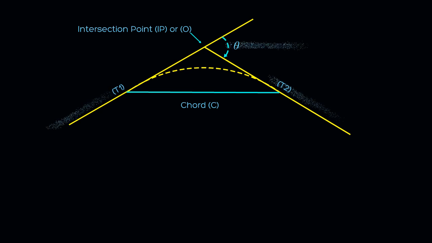Midpoint of chord: the center of the chord length. Apex distance: the distance from the midpoint of the curve to the intersection point. Versine: the distance from the midpoint of the curve to the midpoint of the chord.